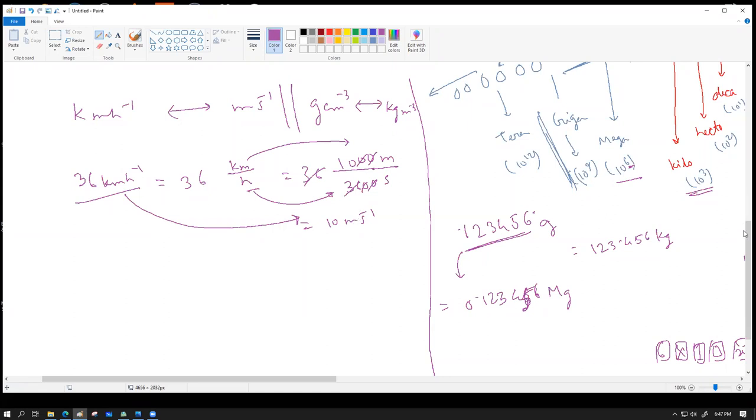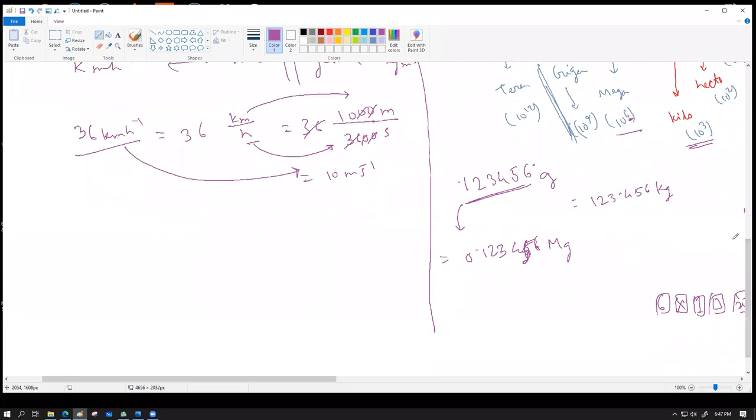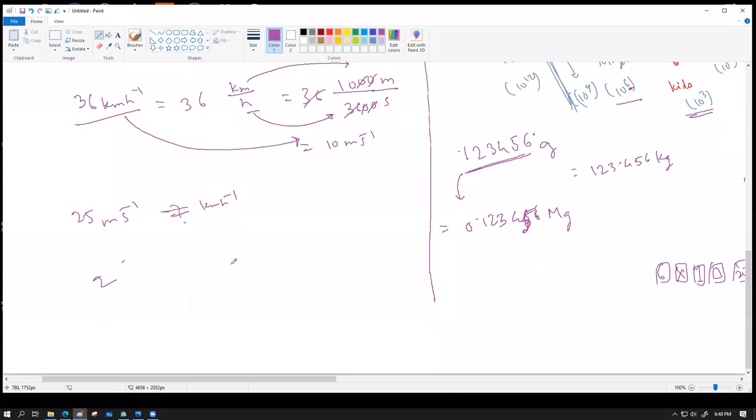If you do it the other way around, let's say I want to choose a random value, let's say 25 meter per second, and convert it into kilometer per hour. 25 meter per second equals how many kilometers per hour? That's our question. So how can we do that? Really simple. Now we have to do a bit of a reverse calculation. Have a look.